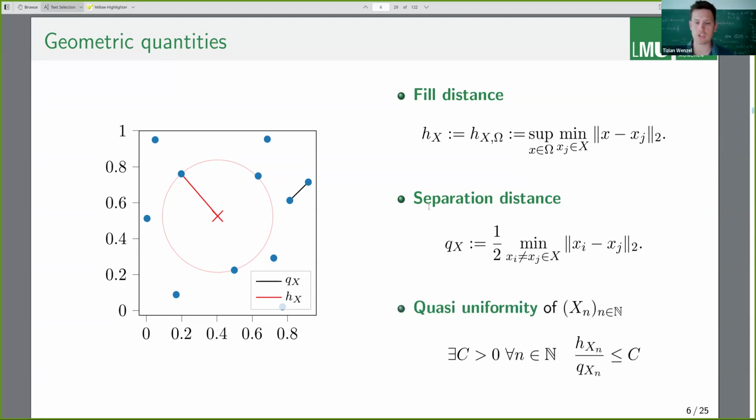And then I also have this notion of quasi-uniformity, which is just the ratio of these two quantities, which means how well uniformly distributed my points are. While I make use of these quantities for my analysis, they are not strictly required. Most of the theory can also be expanded beyond such quasi-uniformity settings. But for now, we will make use of these quantities and especially of the fill distance, which is a measure of how many points I have in my domain. Because the more points I have, the better my approximation will be.